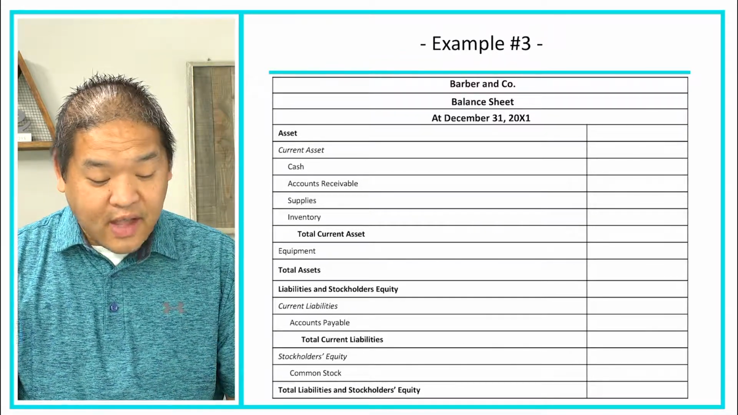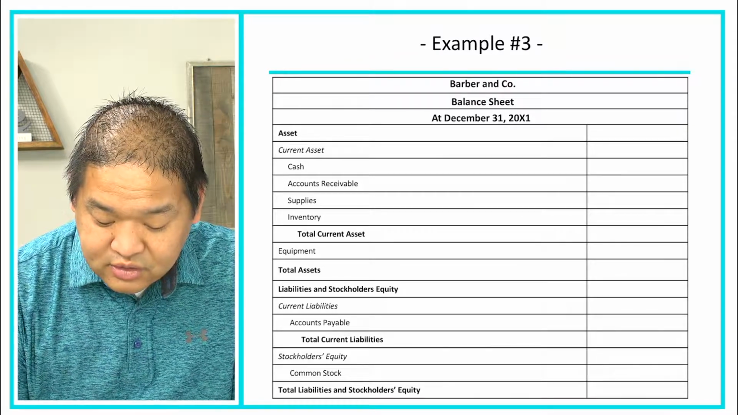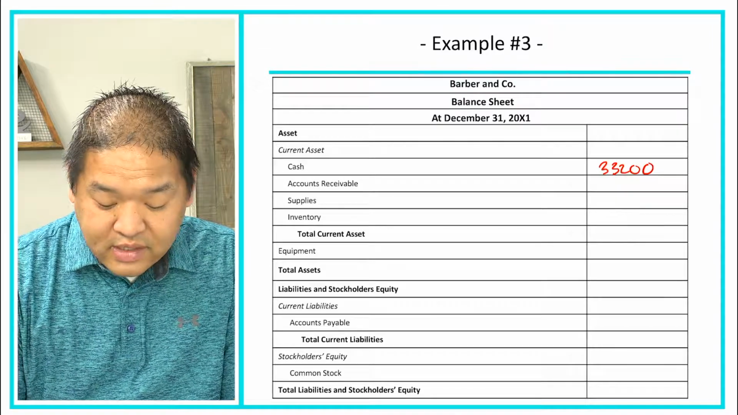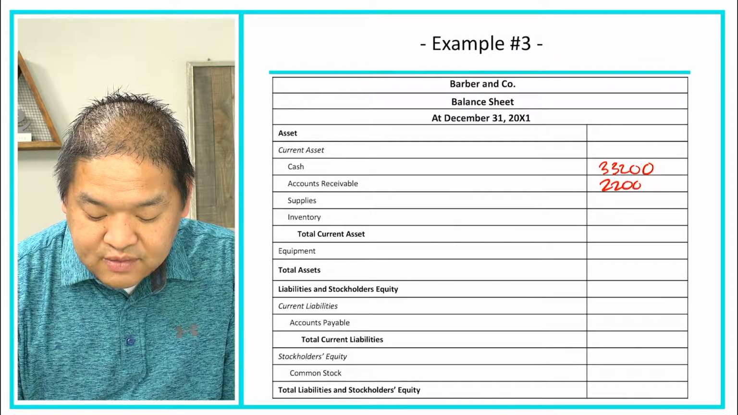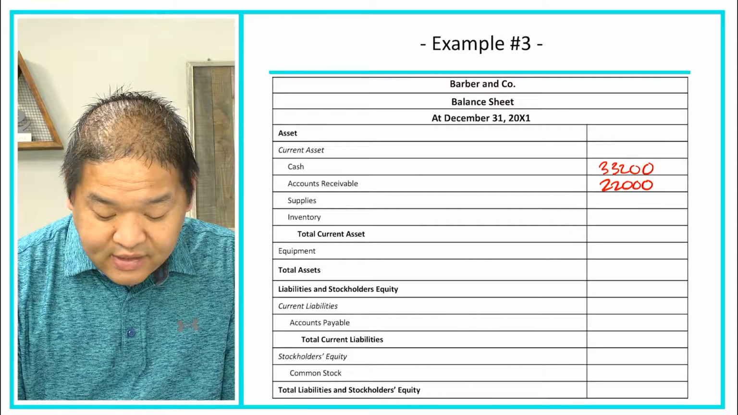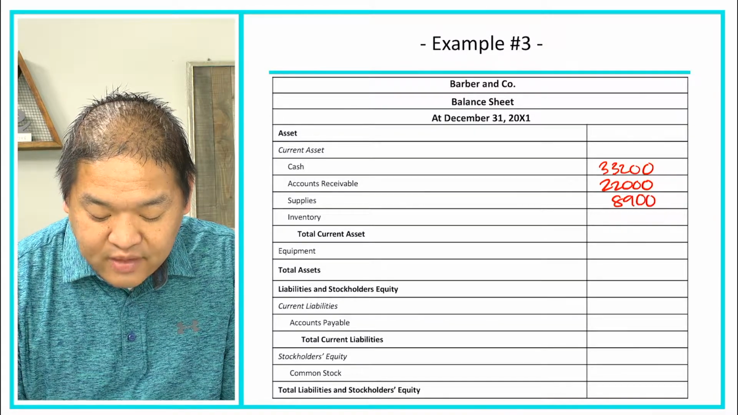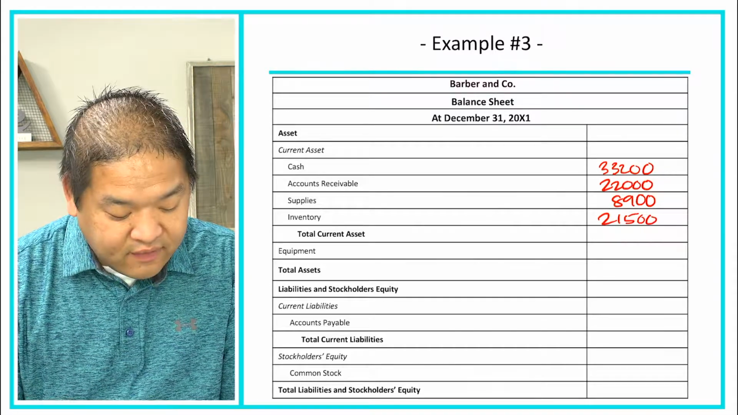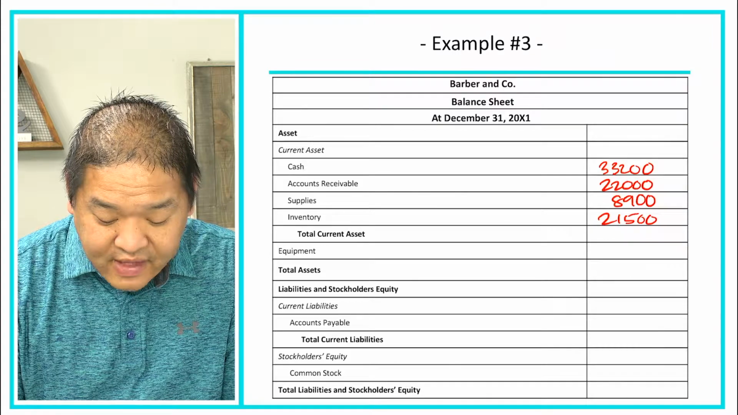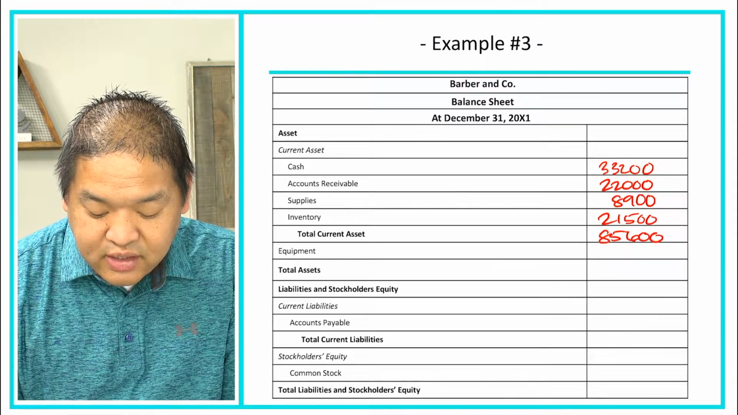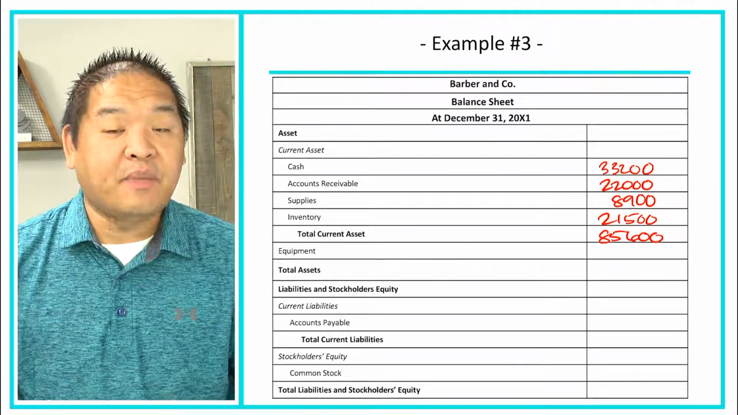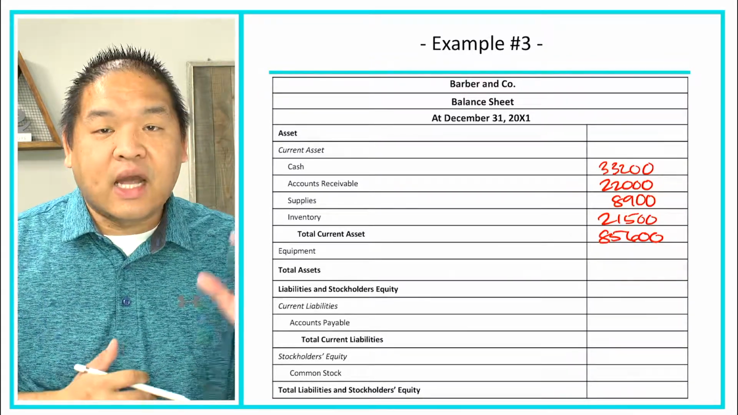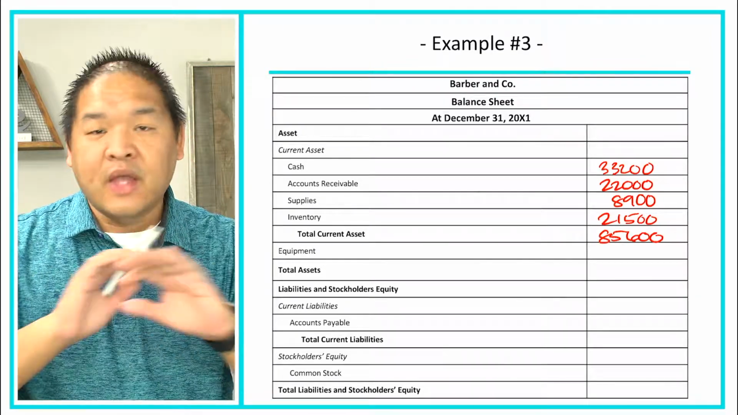All right, so if I look in the last slide, our cash amount was $33,200, so we'll put $33,200. Our accounts receivable looks like that was $22,000. Our supplies was $8,900, and our inventory was $21,500. Giving us a total of $85,600. So again, just copying. Notice I didn't have to calculate anything other than that last number. It literally is just copying all the amounts, posting them here, and then we're good.